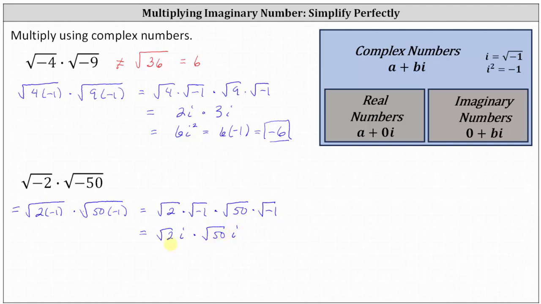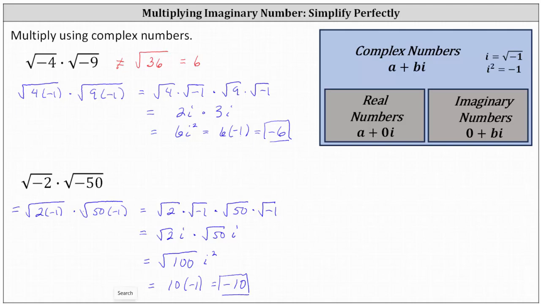And now from here, because the radicands are both positive, we can multiply the radicands and write this as the square root of 2 times 50, which is 100, i squared. And finally, the square root of 100 is equal to 10 because 10 squared equals 100, and i squared is equal to -1, giving us 10 times -1, which is equal to -10.